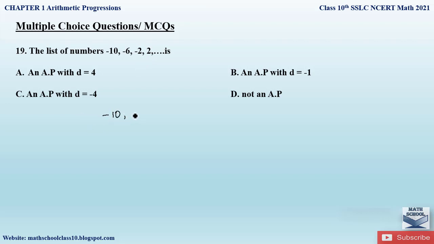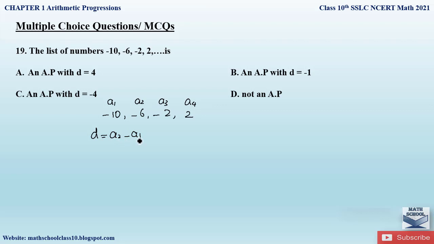So let us write down the list of numbers first. Minus 10, comma, minus 6, minus 2 and 2. This is our first term A1, A2, A3 and A4. So let us find out the common difference between all these terms. So the common difference D is equal to, taking the first two terms, A2 minus A1.